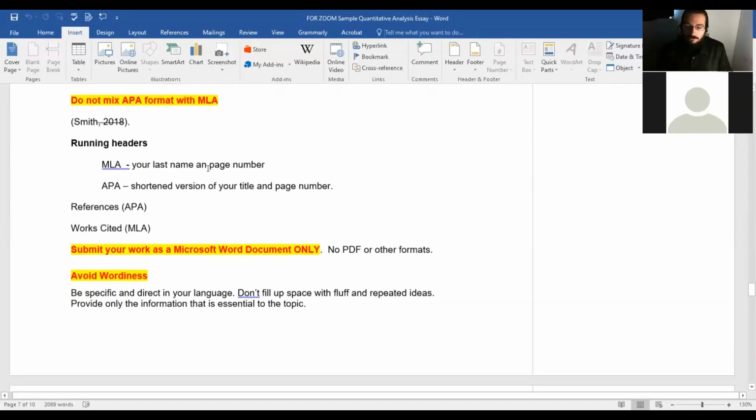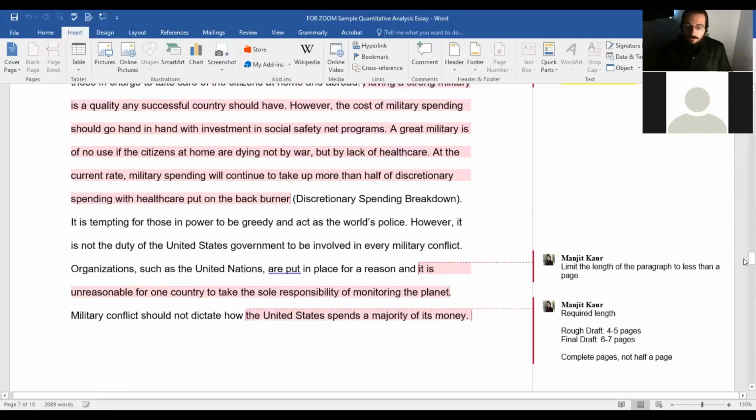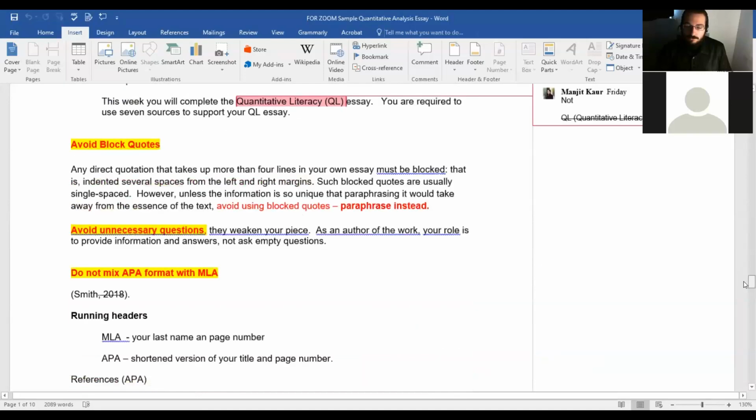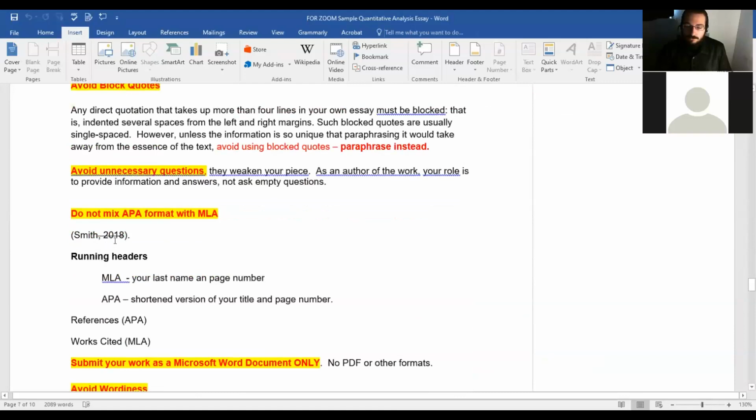Now, do not mix APA and MLA format. What happens is students will format their paper like this with a running header and title block, which in itself tells me, okay, you are using MLA style. But when it comes to parenthetical citations, they will have the author's last name, comma, and the year of publication. No, you were doing MLA. MLA does not require you to provide the year of publication. You can provide page numbers if you have them.